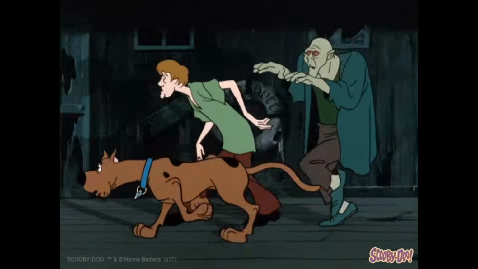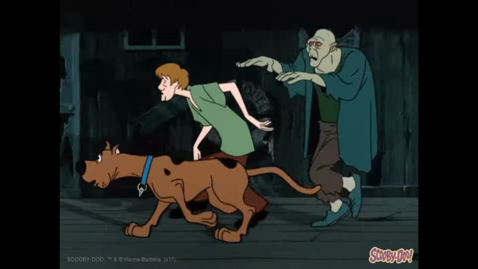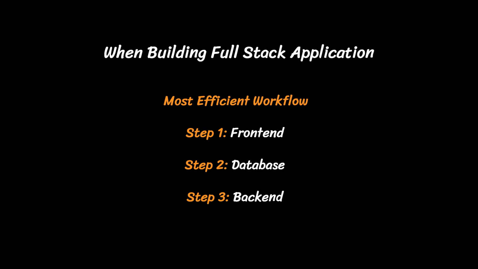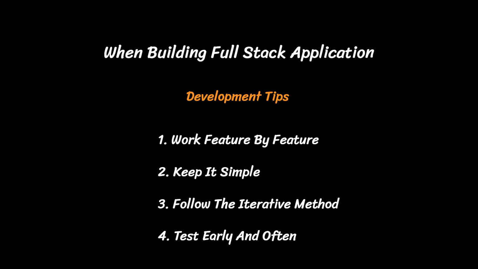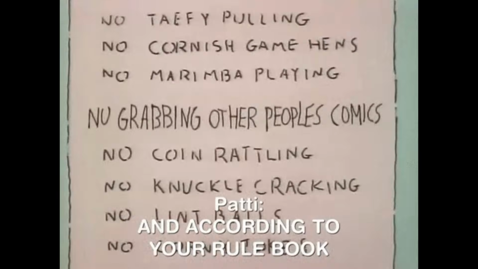I follow the same workflow, and keep these things in mind when working on a project. So to wrap things up for you, when building a full-stack application, the most efficient workflow is to start with the front end, then move to your data model and database, and finally build the back-end API. Make sure to work feature by feature, keep it simple, iterate as you go, and don't forget to test early and often. Remember, this isn't a rigid rulebook.